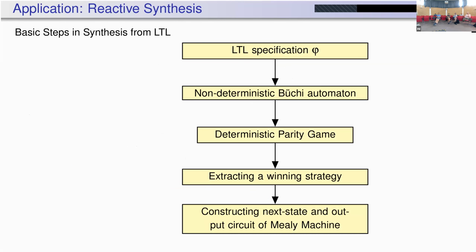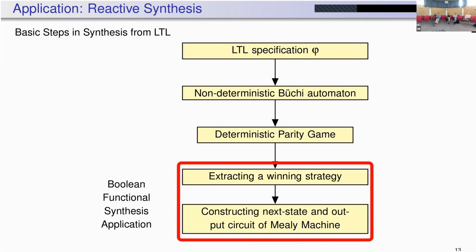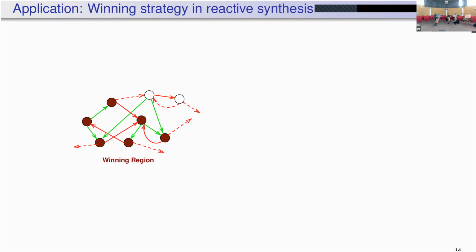But here is the method that he also outlined in the morning, that you first get a non-deterministic Büchi automaton, then you get a deterministic parity game from which you extract a winning strategy. And once you have the winning strategy, you can construct a next-state output circuit as a Mealy machine, which has a next state. So it's in this part, once you have the game graph, extracting a winning strategy and constructing this, that one can use functional synthesis. And this is how it works.